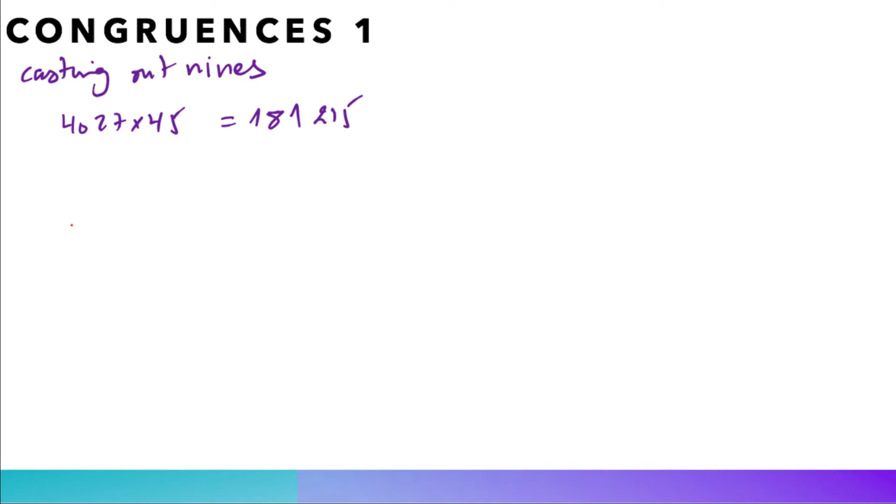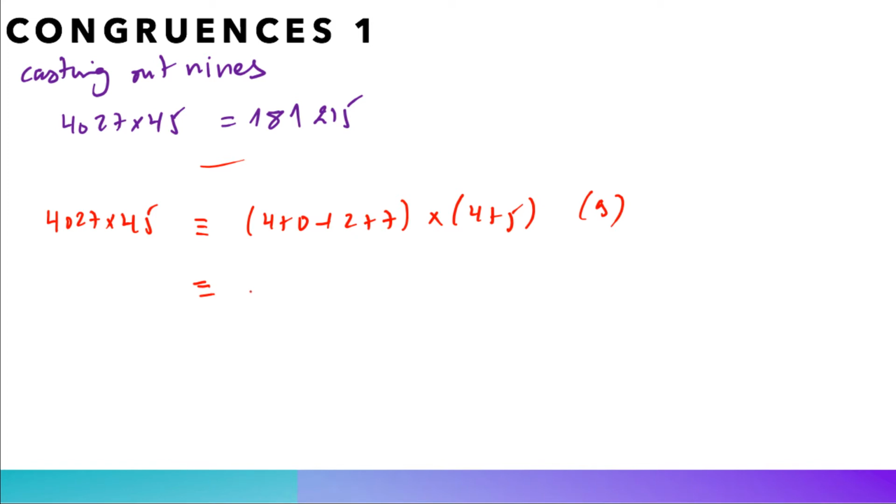Let us now get back to our example, and we would like to know, let me remind you, whether this computation is rather true or not. So what we're going to do is to reduce everything modulo 9, and we know that 4027 times 45 is the same thing as 4 plus 0 plus 2 plus 7 modulo 9 all times 4 plus 5, and a straight computation yields that this is congruent to 13 times 9 modulo 9, and we easily see that this is congruent to 0 modulo 9 because 9 modulo 9 is 0.